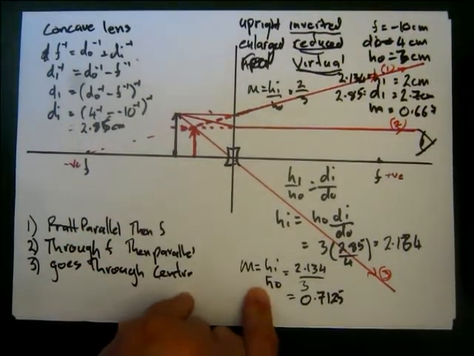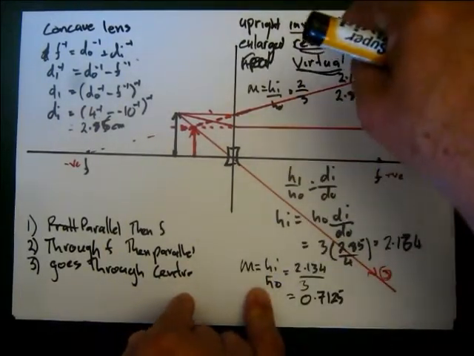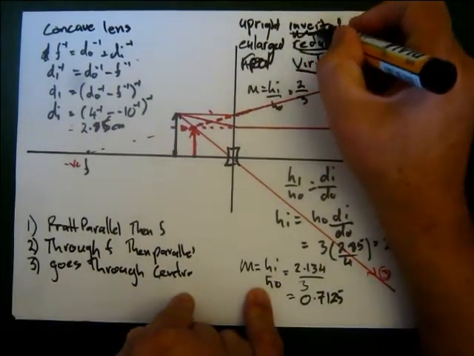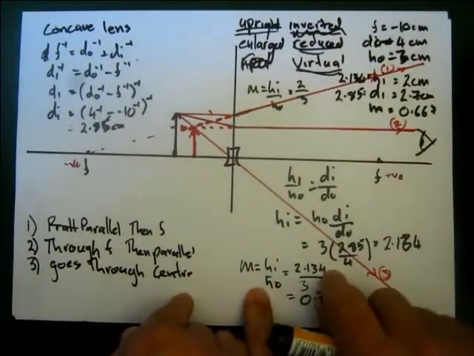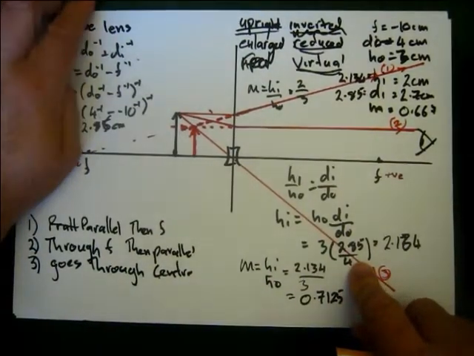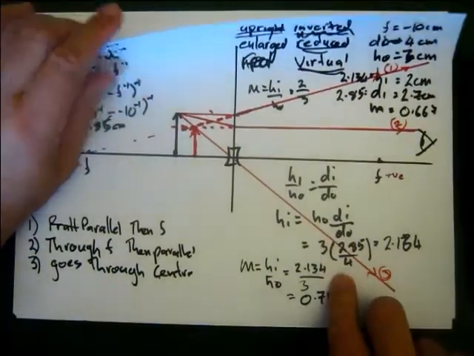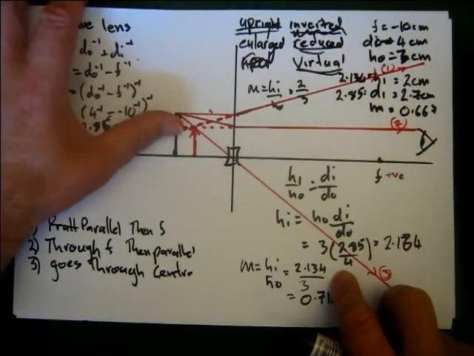Things to remember about concave lenses: image will always be inverted. It's not inverted, it's upright. Image will always be upright, will always be reduced, it will always be virtual. Brain had a slight mental explosion. Sorry about that.